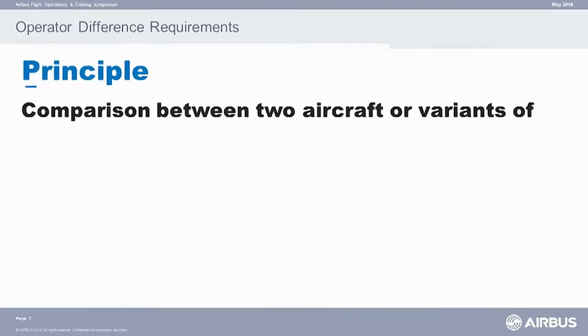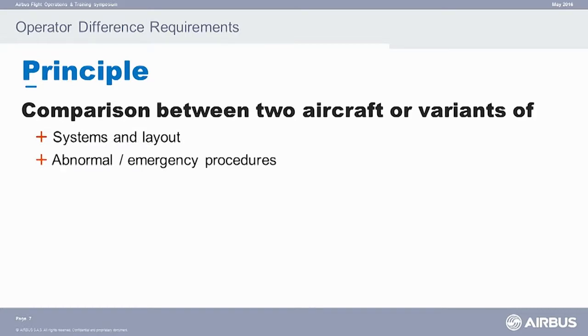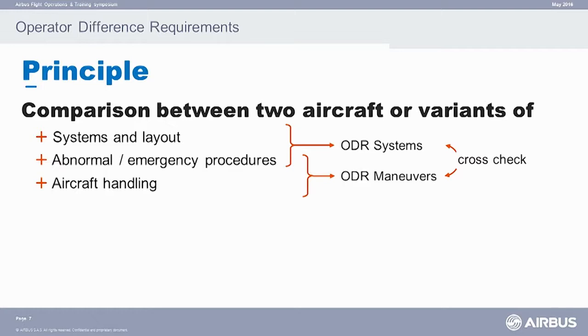So the principle is this one. Basically, this is a comparison between two aircraft or two variants of systems and layouts, abnormal and emergency procedures. This provides what we call the ODR system, and this is mainly a paper analysis, if I may say, done by specialists, engineers, pilots. In addition, we have aircraft handling comparison. Combined with abnormal and emergency procedures, it provides the ODR maneuver parts. It is done either on a real aircraft or in a simulator, and both systems and maneuvers at the end are cross-checked together to ensure that the results are consistent.